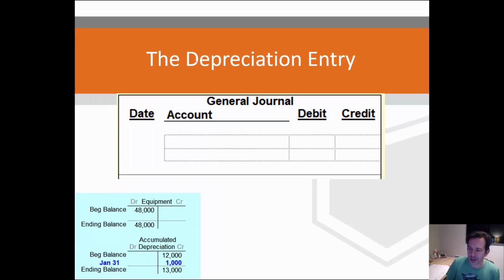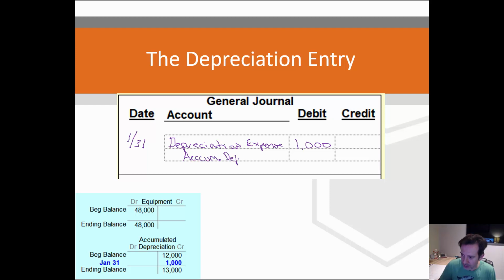So here's the entry. End of the month, we get the end of January. We're always making adjusting entries at the EOM, end of the month. Boom, we hit that expense account. For how much? Yeah, $1,000. Remember, we're doing monthly, not annual. And then I can't fit it all on here. I'm going to have to abbreviate. Accumulated depreciation. Boom. $1,000 right there for that credit.